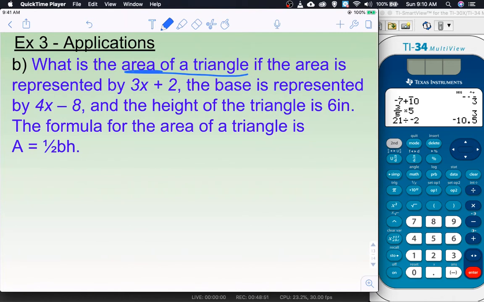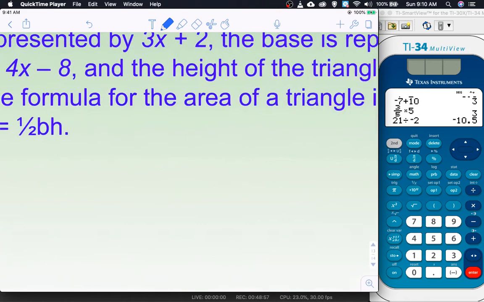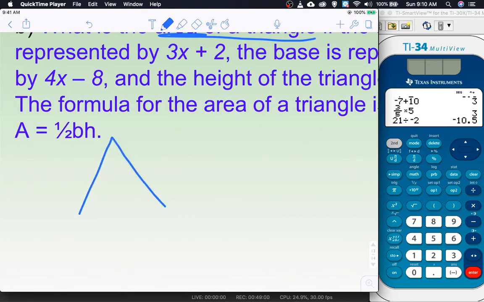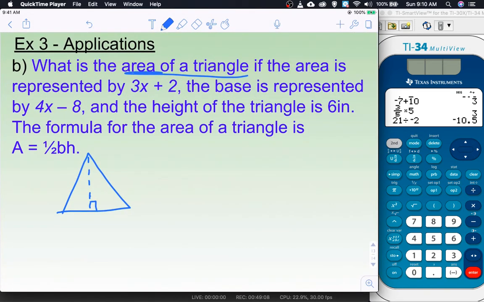All right, so let's see here. What is the area of the triangle? I'm a big fan of drawing pictures, especially in a problem where there is no picture. So I'm going to draw myself a triangle. It tells me the area of this triangle is 3x plus 2. It tells me the base of this triangle is 4x minus 8. So there's the area, there's the base. The height of the triangle is 6 inches.